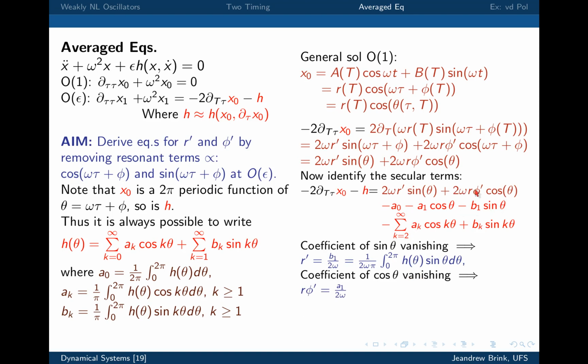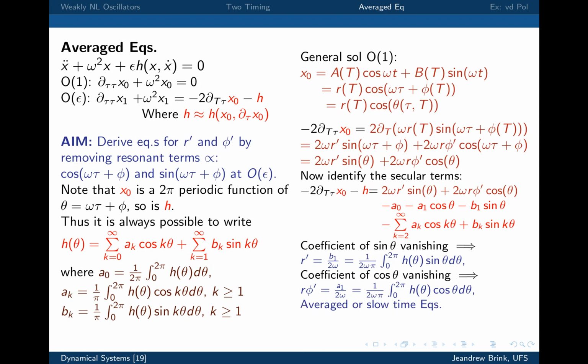this term. So it's r phi prime times 2 omega must be equal to A1. So we get this expression. And we know that A1 by definition is equal to that integral. And so those are our conditions that we have vanishing secular terms. And they are the conditions for us to establish what the amplitude and the phase is of the perturbation solution.